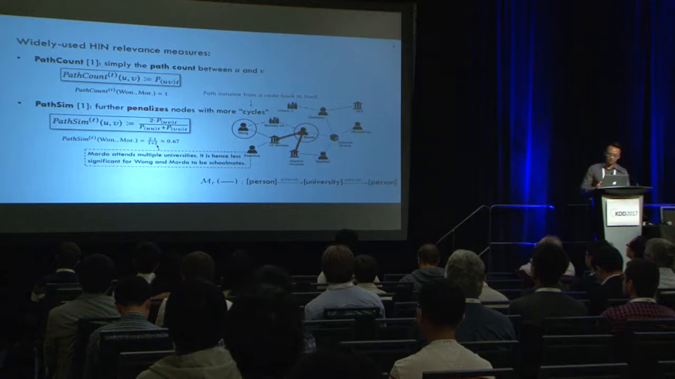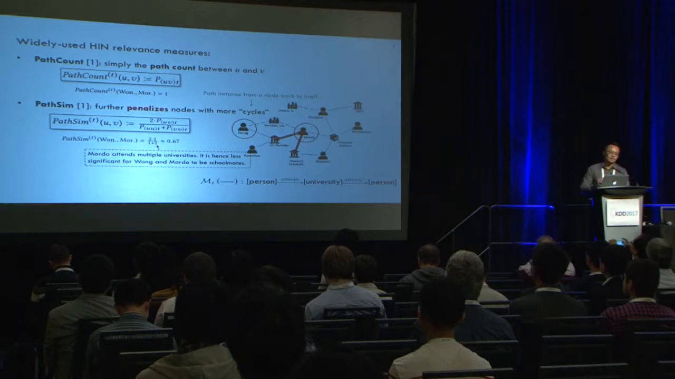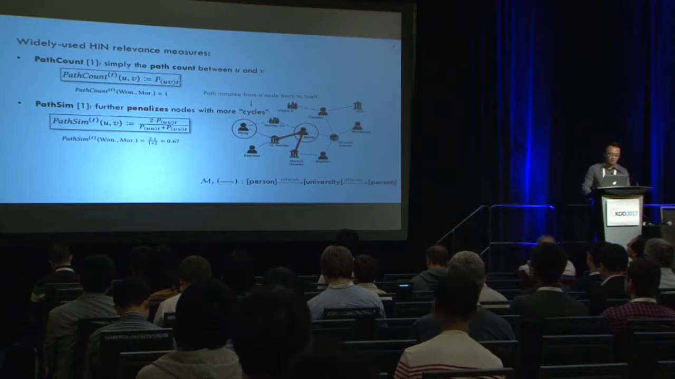This kind of penalization makes sense because Mortal attends multiple universities, and it is therefore a less significant thing for Wang and Mortal to be schoolmates. And beyond that, we also have JoinSim, which is basically just another way to penalize the nodes with more cycles.